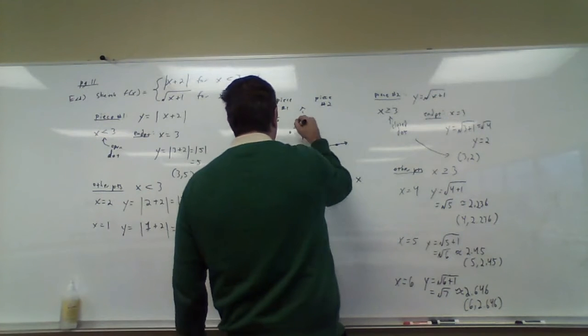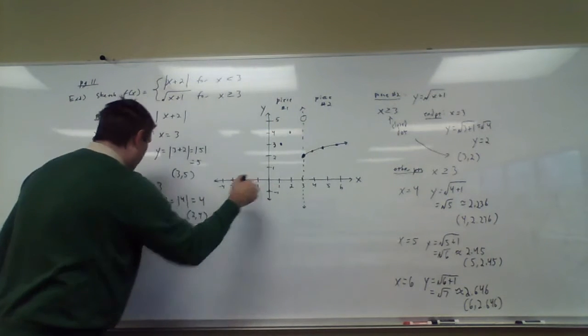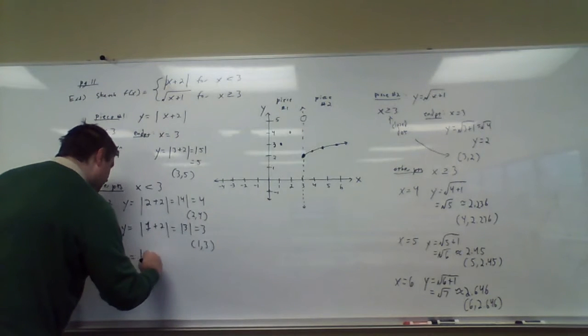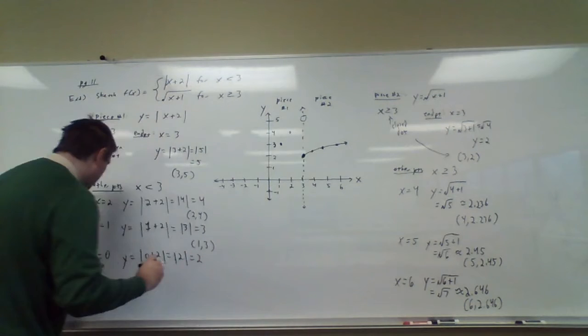One, 3, 2, 4. All right. Then we did 2, we did 1, now we'll do 0. Y equals the absolute value of 0 plus 2, which is the absolute value of 2, which is just 2. So 0, 2.